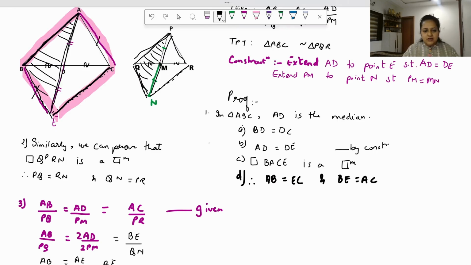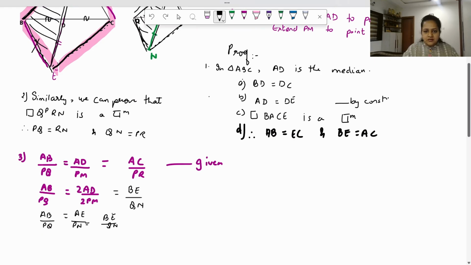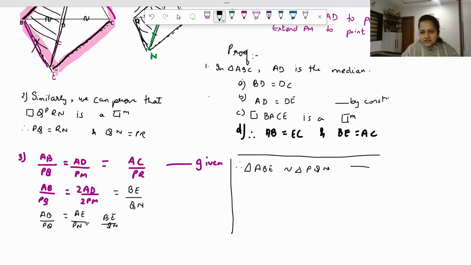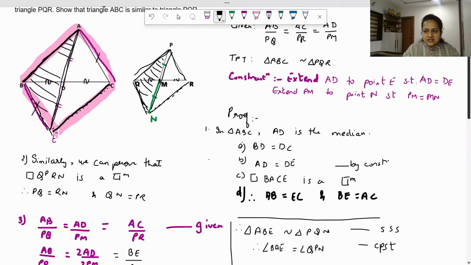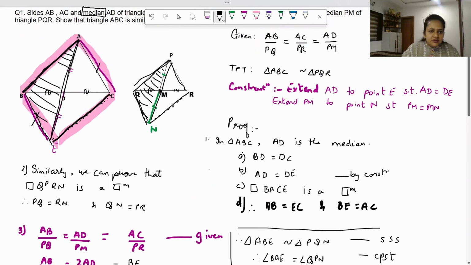So using this, we are going to say what? Therefore, we get triangle ABE is similar to triangle PQN, by which test? All three sides are in proportion. So we'll say SSS test, and therefore we can say that angle BAE is equal to angle QPN by corresponding parts of similar triangles. Let's see. We said because these two triangles are similar, now we are saying angle BAE is equal to angle QPN.